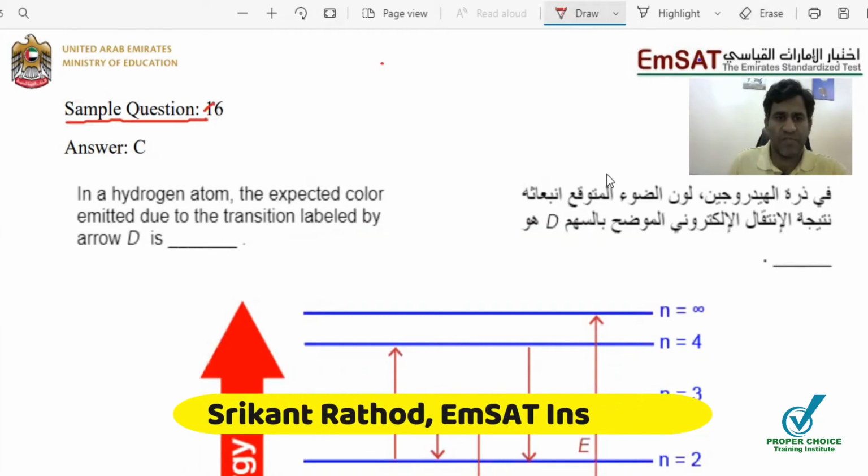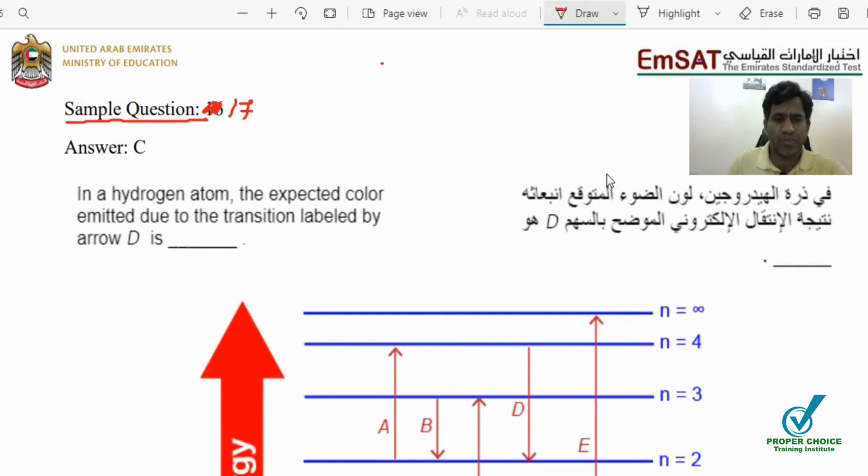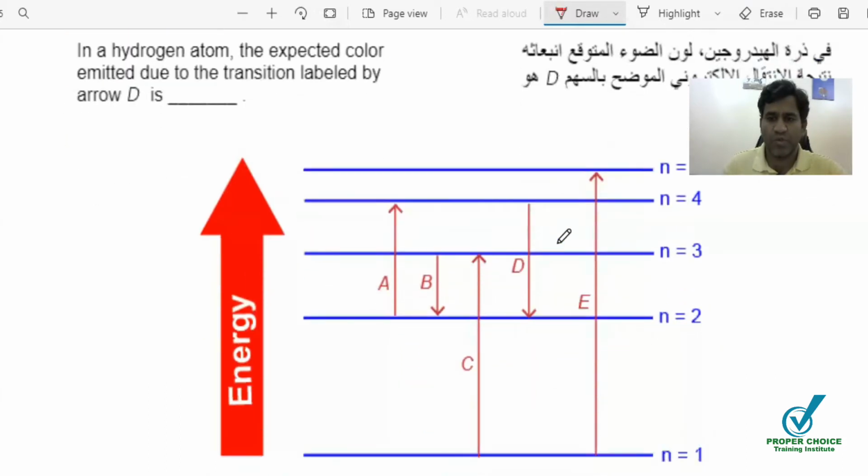Sample question number 17 here is, in a hydrogen atom, the excited color emitted due to the transition labeled by arrow D is. So the question is based on the diagram which has been shown. This is the diagram representing the energy level diagram of the hydrogen atom.